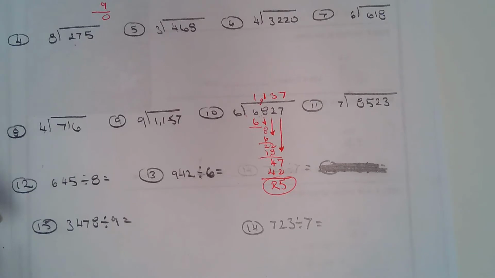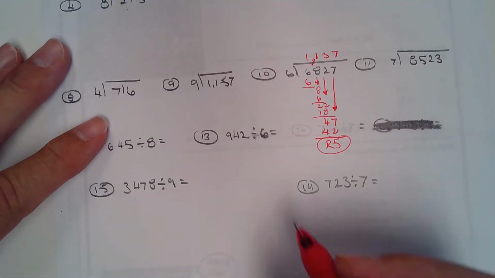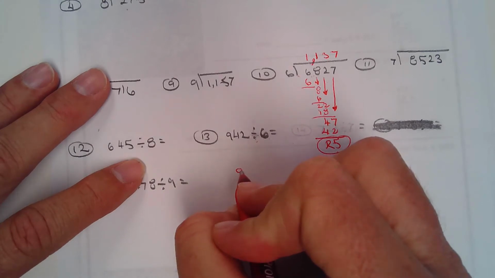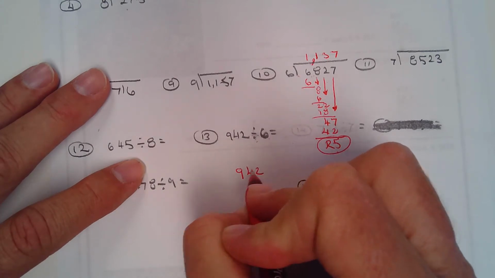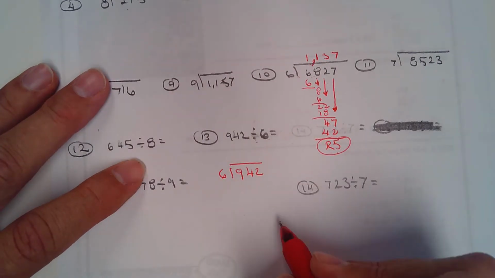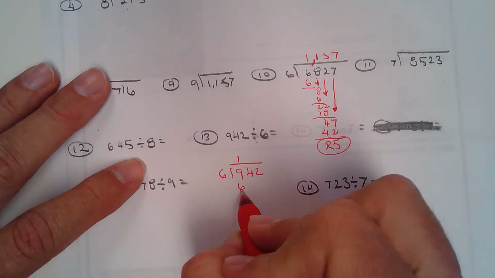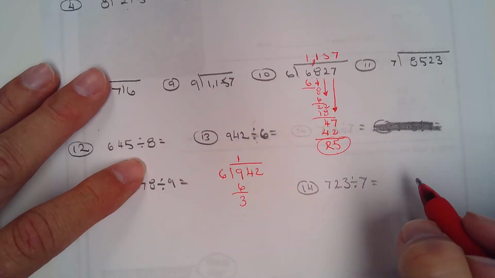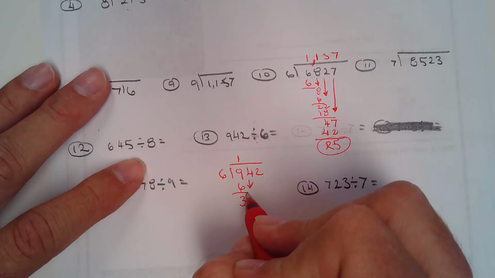So how about number 13? Let's do 13. So it's 942 divided by 6. I'll just write it right here like this. 942 divided by 6. 6 goes into 9 how many times? Well, it goes in once. What's left over? 6 from 9 is 3. Now what do? Now you bring down the next number, which is 4.